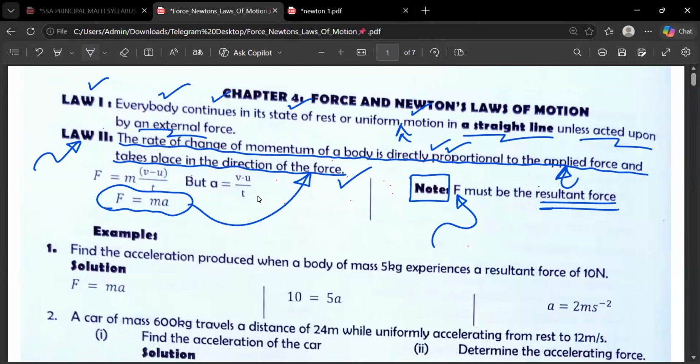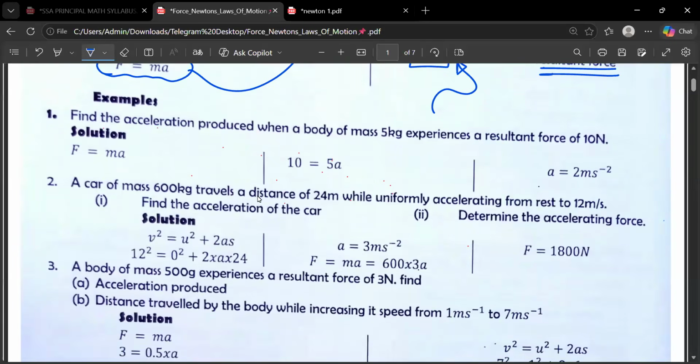Okay, come here. They're saying that find the acceleration produced when a body of mass, this is 5 kilograms, experiences the resultant force. When you see the word resultant, you just clap. Just be like, yeah, I've made it.